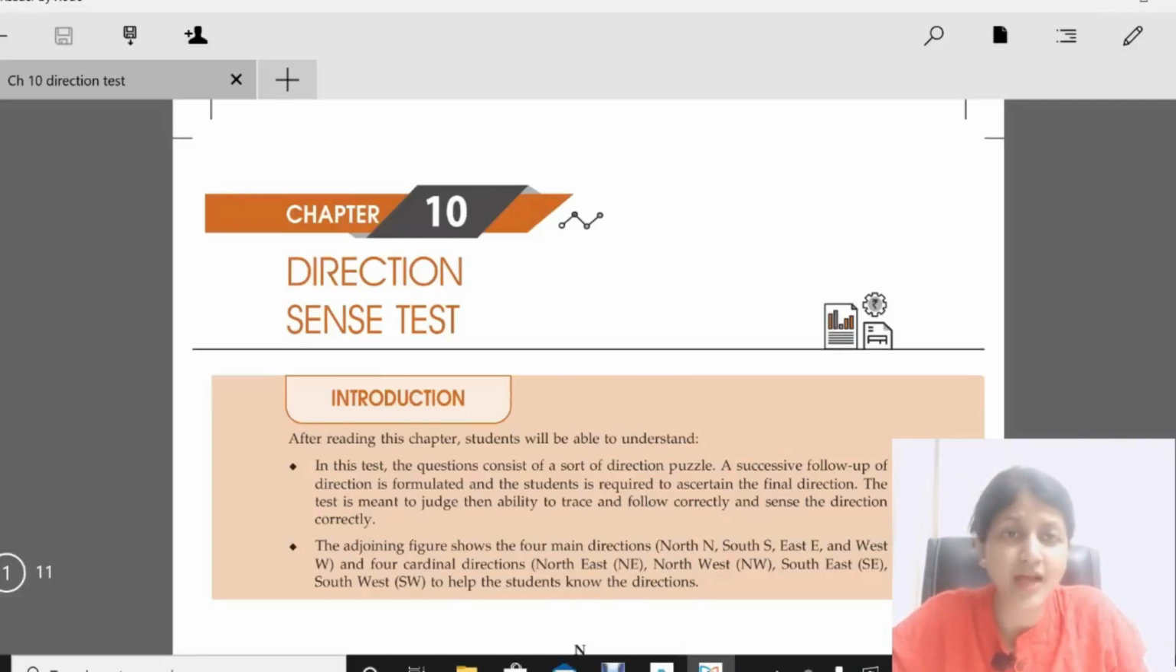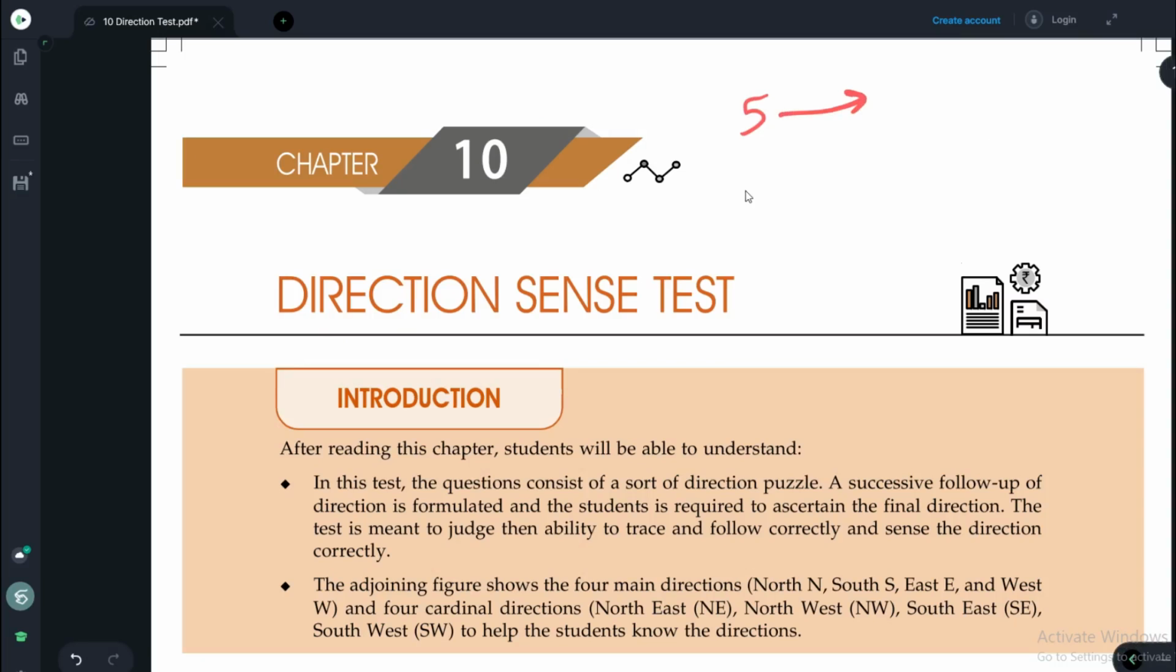Today we are going to start the second chapter of logical reasoning, which is direction sense test. So this chapter is 5 marks out of 20 marks of logical reasoning. Logical reasoning has 4 chapters and all the chapters are of 5 marks each. So that increases the importance of each chapter.